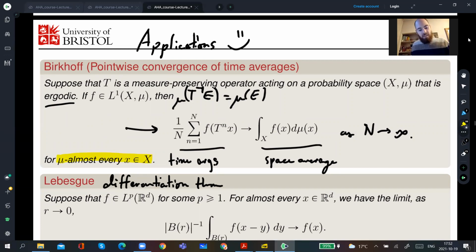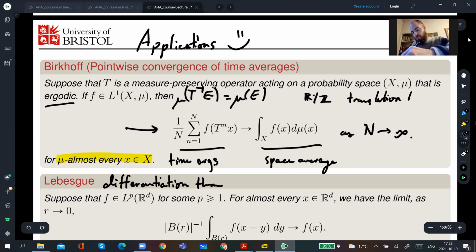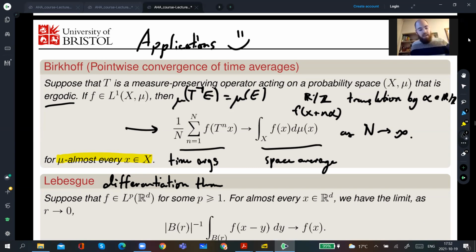A very good example to keep in mind here is if your measure preserving system is translation on the torus, on R mod Z, translation by alpha in R mod Z. This is a measure preserving system for any alpha. Alpha could be 0, it could be a half, it can be pi mod 1, whatever. And you take a point and then you're looking at f of x plus n alpha as your orbit. And it's ergodic precisely when alpha is irrational. It is not ergodic when alpha is rational.